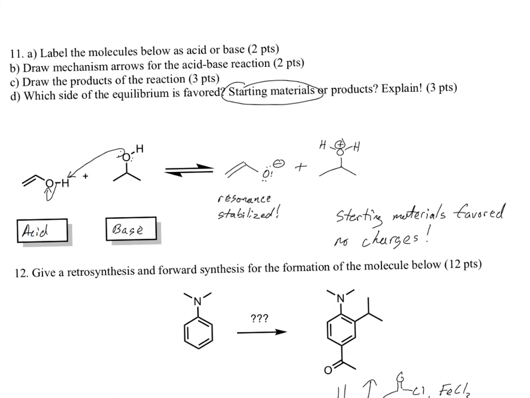So if this is the acid, that means we're going to deprotonate this H. And this product, even though it has a minus charge, can be resonance stabilized. Whereas if this was deprotonated, it wouldn't be able to be. So starting materials are favored. So the lone pair from the oxygen grabs the H, breaks the OH bond, and then these are the products. And this will be the situation. If you'd drawn other products, you'd see that. Again, though, which side of the equilibrium is favored is actually the starting materials, because these have no charges.